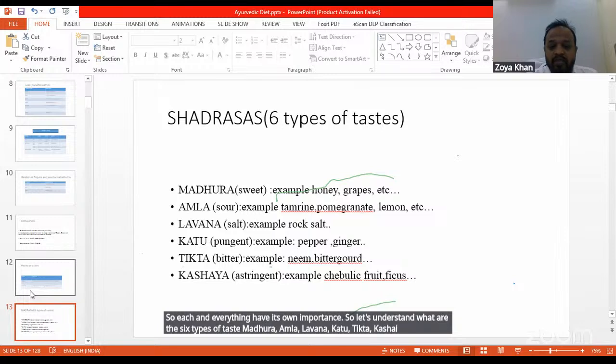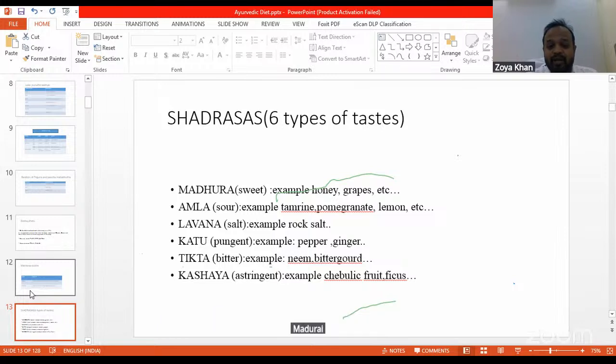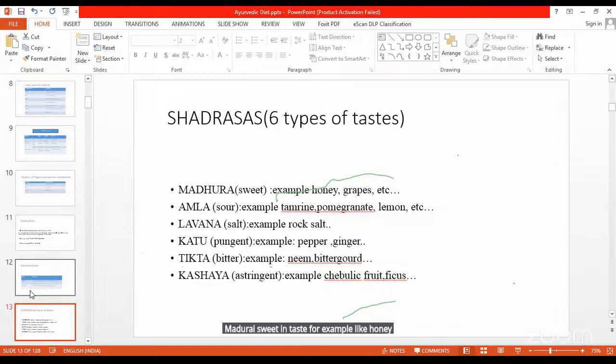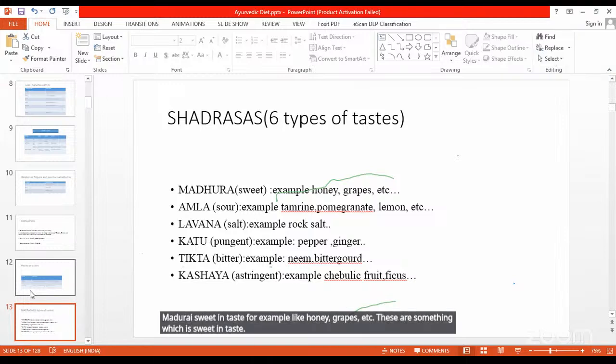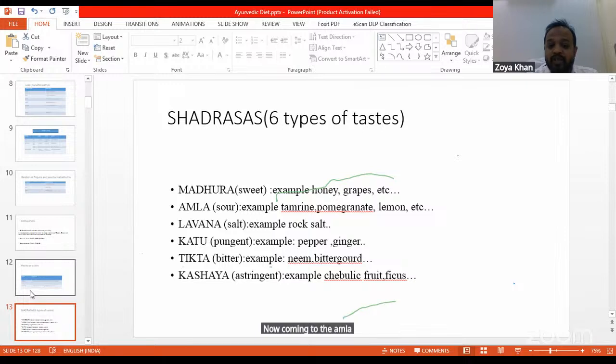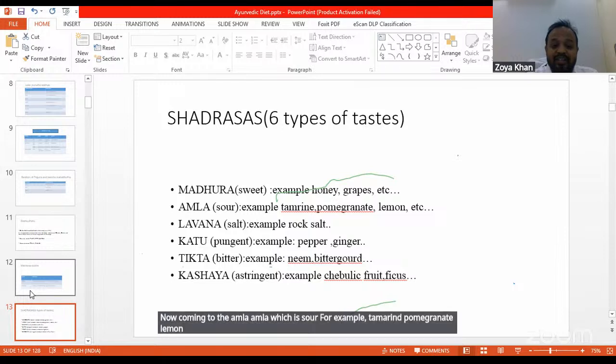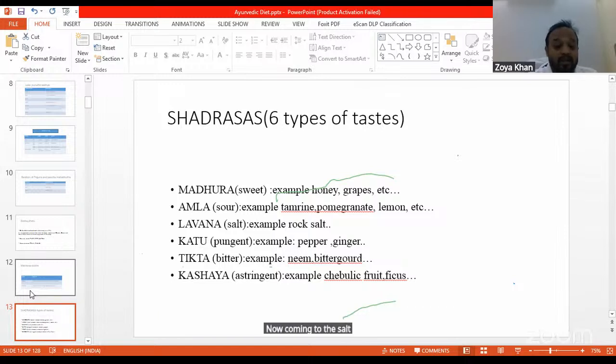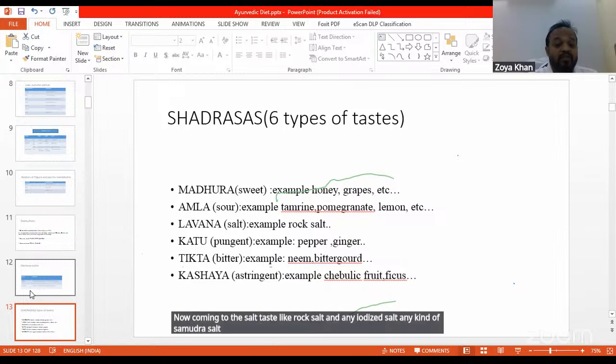What does Madhura mean? Madhura is sweet in taste, for example honey, grapes, etc. These are something sweet in taste. Now coming to the Amla, which is sour, for example tamarind, pomegranate, lemon, etc. Foods, herbs or any kind of fruits that you take in food which have a sour taste. Now coming to the salt taste, like rock salt, iodized salt, any kind of samudra salt. There are five types of various salts. All are coming under the Lavana.